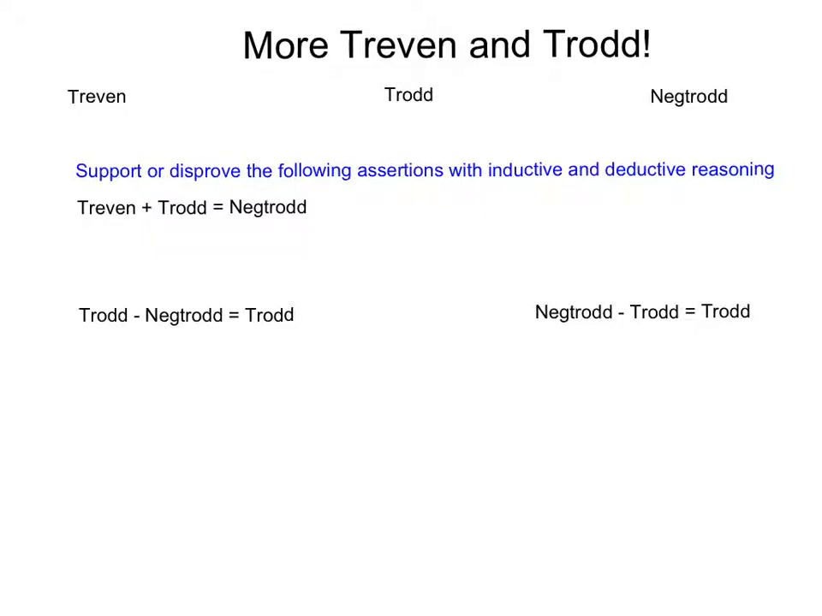Hello there. We're going to do some more treven and trodd number theory problems because I think they're awesome. First thing, let's jot down the definitions of treven, trodd and neg trodd again. So remember when writing these to mention what n is. n is an element of the integers. And so basically we have triples, and one larger than a triple, and two larger than a triple.